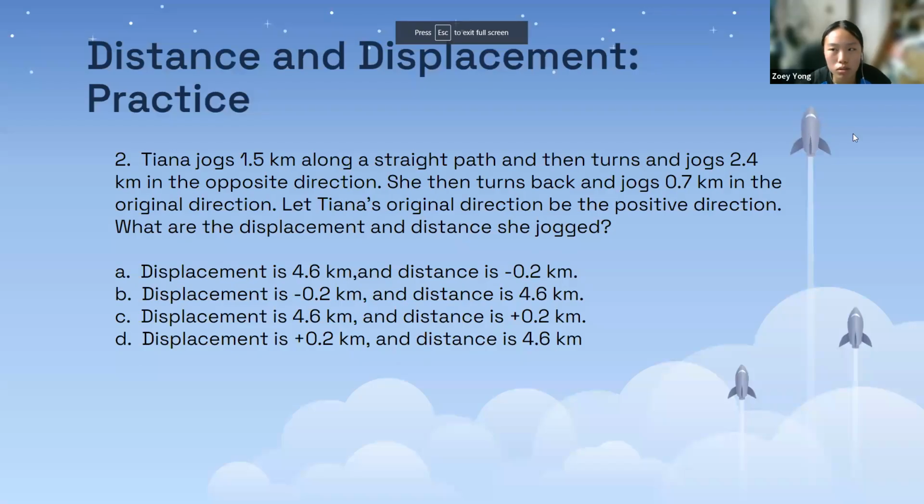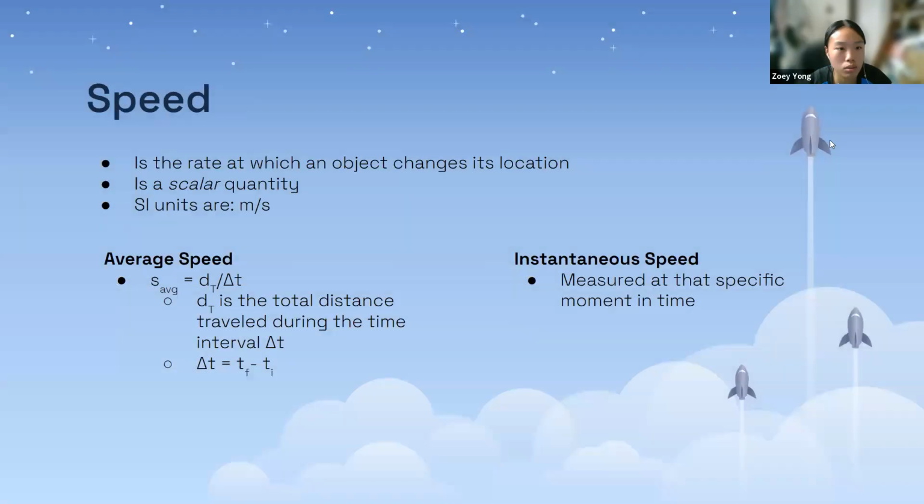Okay, we're going to move on to velocity, I believe, and speed. So, speed. Speed is a scalar quantity. Like you already know, it's not going to have a direction, just a number, and it's always going to be positive.